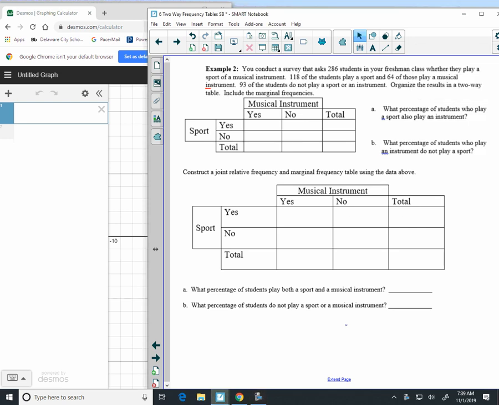Number 2 from the frequency tables notes. In number 2, we're given a blank table, and we need to fill it out. So we have to read really carefully.